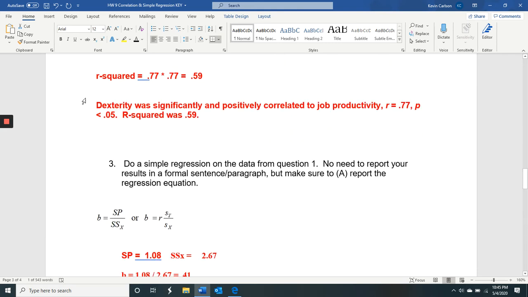Then we write up our little sentence here. Dexterity was significantly and positively correlated to job productivity. R equals 0.77, P less than 0.05 because we rejected the H0. R squared was 0.59.